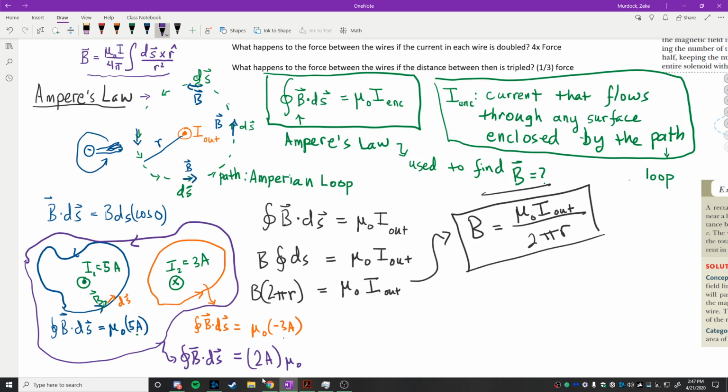This is why it's just like Gauss's law, right? So Gauss's law says, you add up the charges inside. This says you add up the currents inside. Some positive, some negative, right? Does that all make sense?